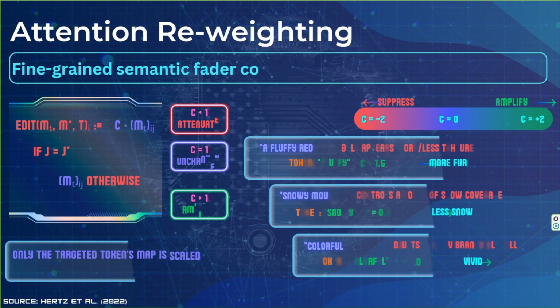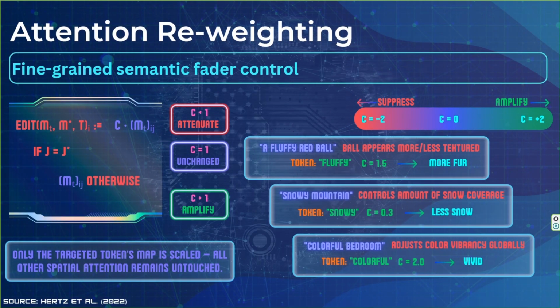My teammates covered how to swap words and add new phrases. The third application is attention reweighting, and the idea is very simple. Say you have a fluffy red ball and you just want it to look fluffier. You don't want to change the prompt, you just want more of that one word's effect.